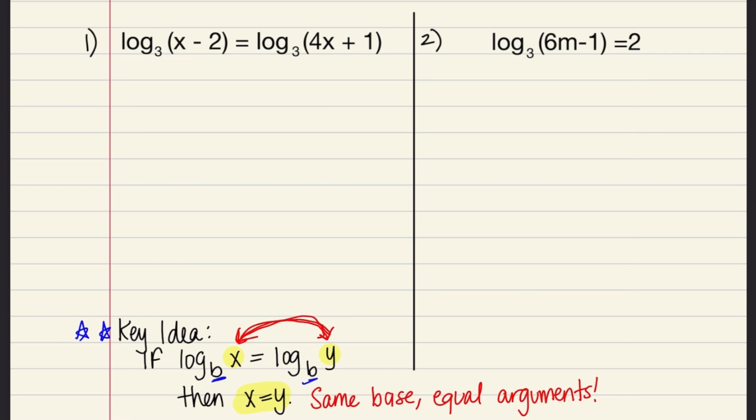So let's consider these two examples. Number one, log base 3 of (x minus 2) equals log base 3 of (4x plus 1). And number two, log base 3 of (6m minus 1) equals 2.